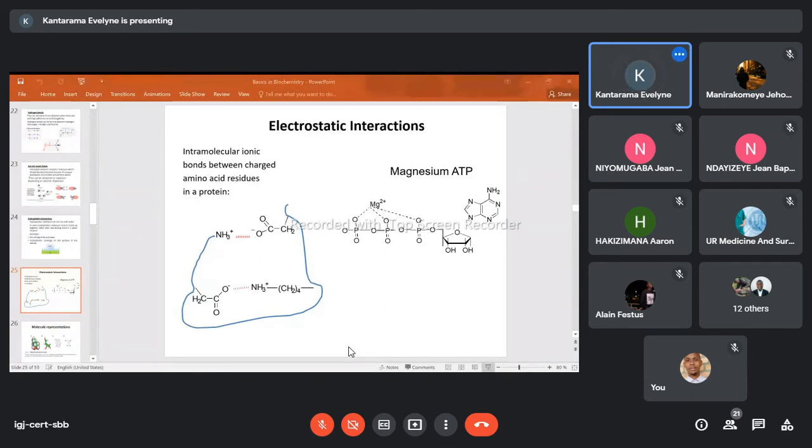Now, electrostatic interactions. Those interactions happen when there are intramolecular ionic bonds between charged amino acid residues in a protein, for example. The same in this magnesium and ATP.